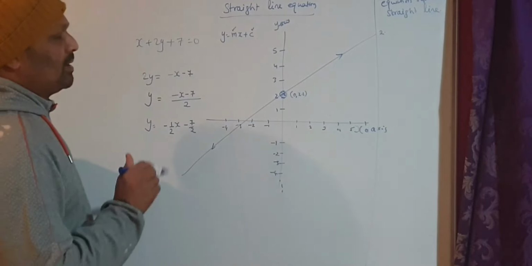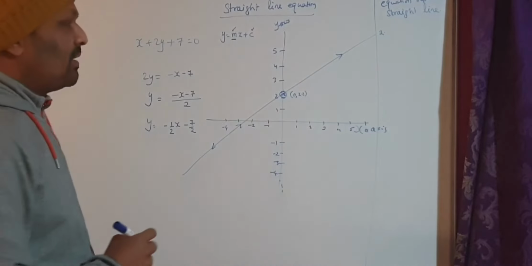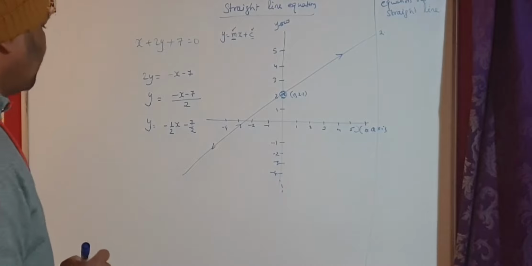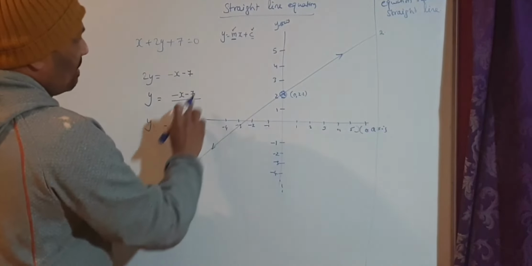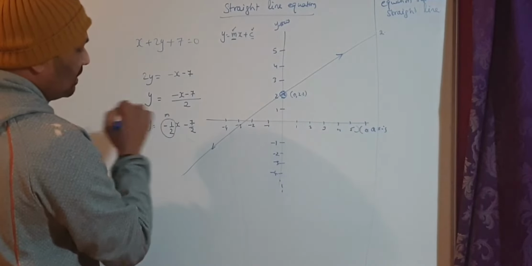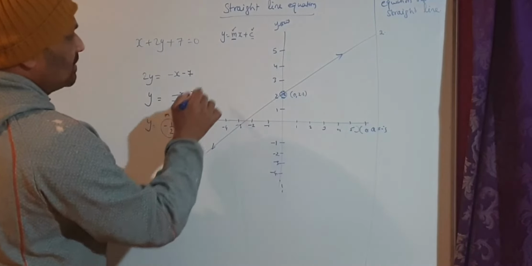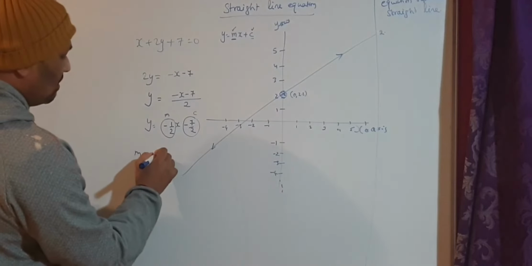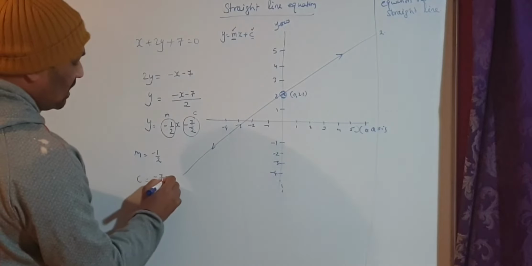Slope-intercept form, because this form straight away tells what the slope is, and straight away tells at what point the line meets the y-axis. The y is here, x is here. What is m in that case? This is the one which represents m, and this is the one that represents c. So what is m here? m is minus 1 by 2, and c is equal to minus 7 by 2.